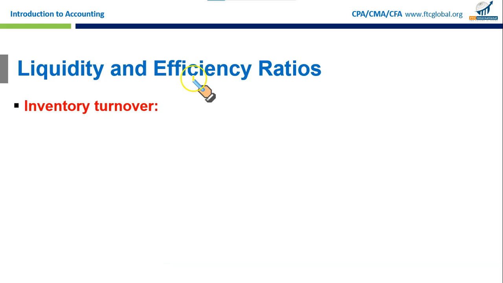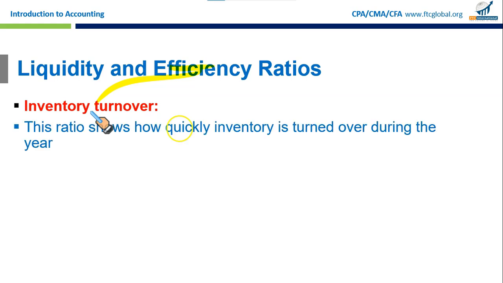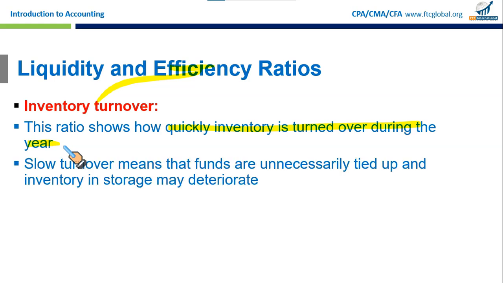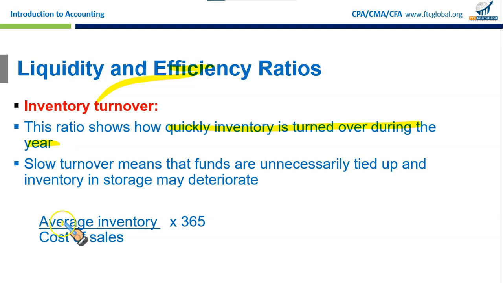It is one of the efficiency ratios, how well we are managing our current assets and long-term assets. Inventory turnover measures how quickly we are able to sell our inventory during the period or during the year. How many times your inventory turns, or ideally we would like to measure it in days, that after how many days on average we are able to sell our inventory. So inventory turnover is calculated using this formula: average inventory upon cost of sales times 365 or 360 or whatever the number of days might be given in the question.